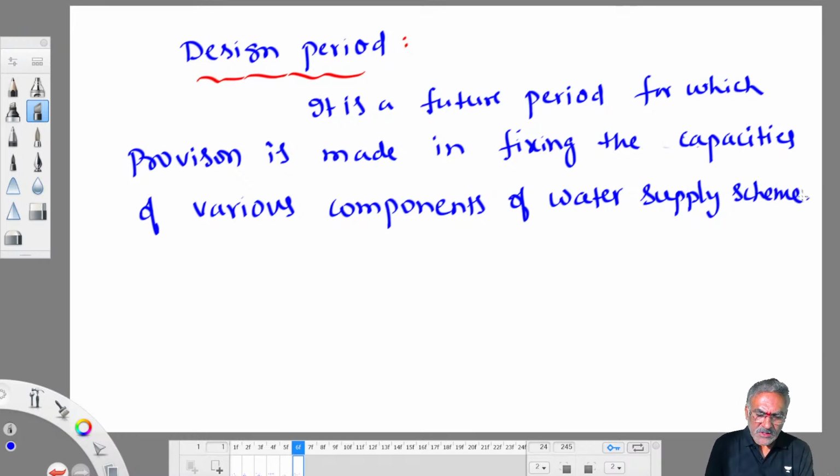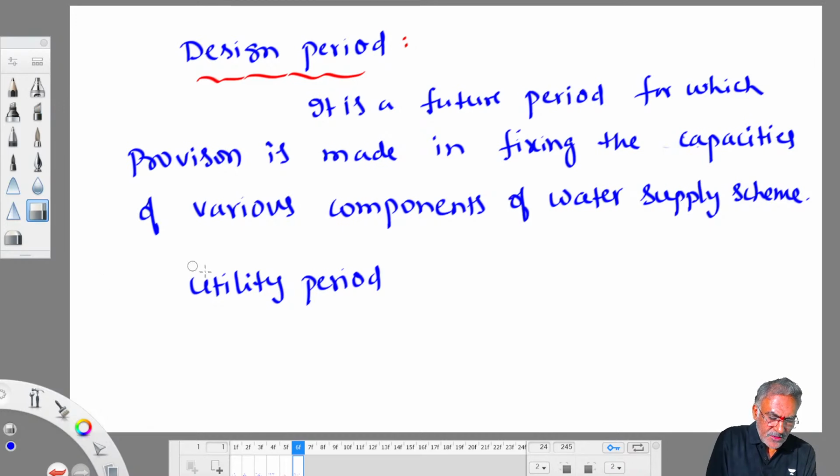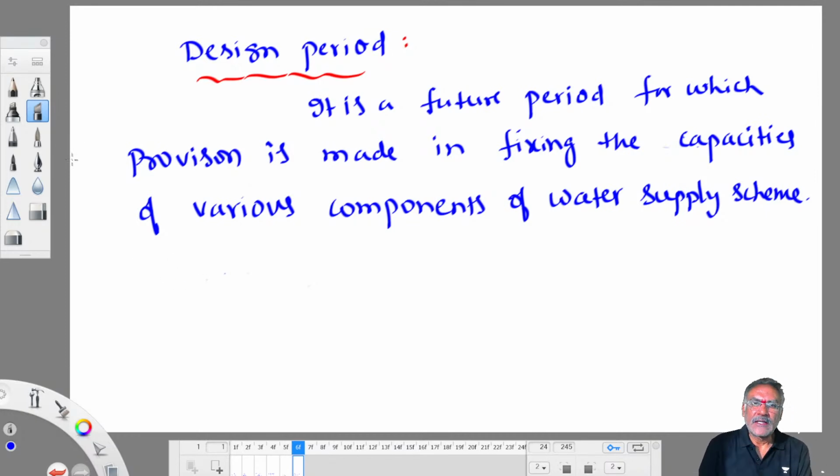Okay? In simple terms, you can express it as a utility period or useful life period. It is also known as utility period or useful life period. During this period, the system gives the best service. Beyond this period, you can't expect the best. If it gives the best, then well and good. Otherwise, also we are prepared to replace that system by a new system. But we expect the best service from the system till the end of the design period. Till the end of the design period it works, we feel very happy.